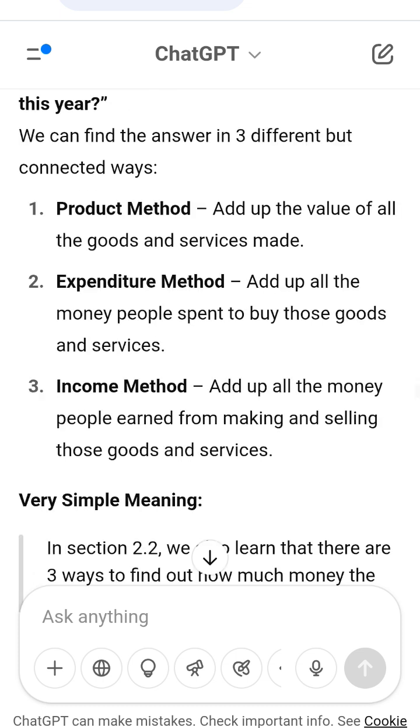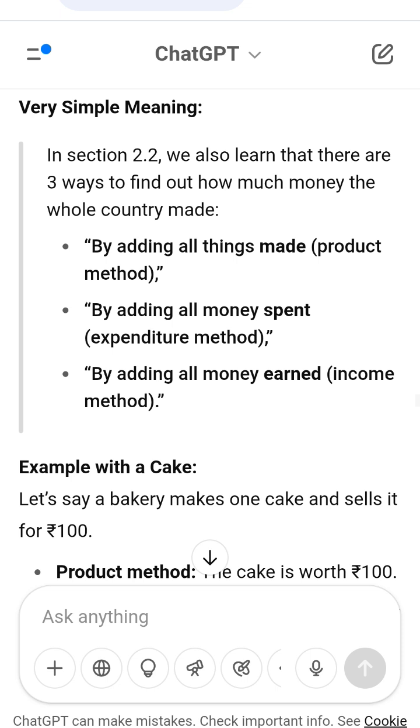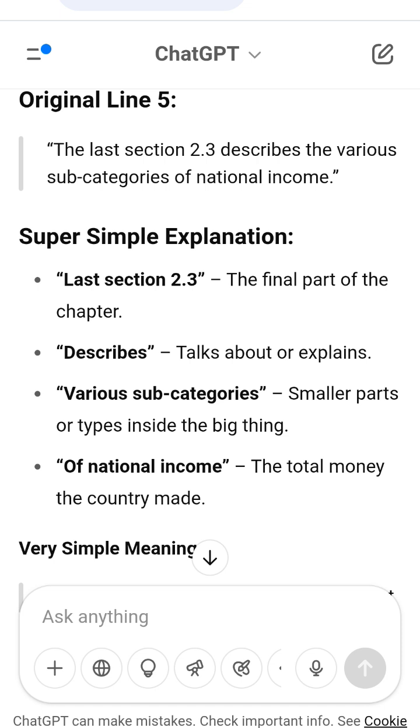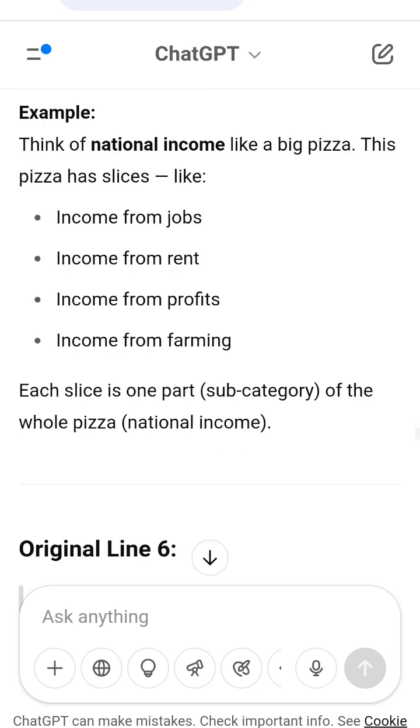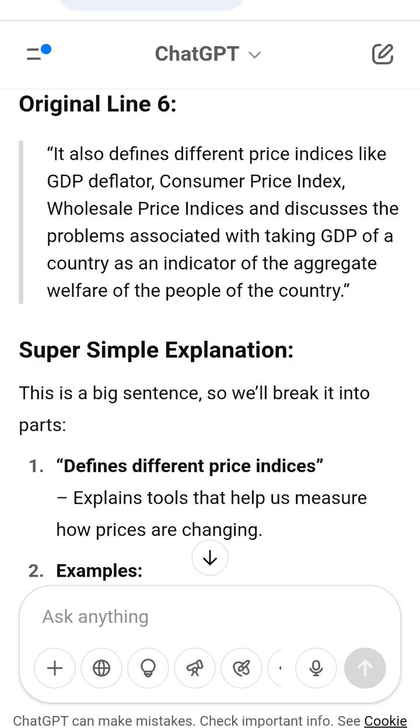4. Section 2.3, different parts of national income. This part breaks the total income of the country into smaller pieces, so we can understand it better. Think of national income like a pizza. Section 2.3 shows the different slices, like money from salaries, money from businesses, money from renting land, money from farming, money from exports. Each slice is one kind of income.